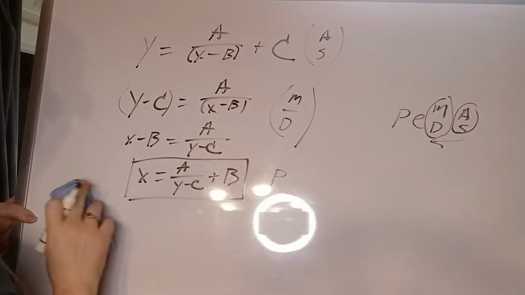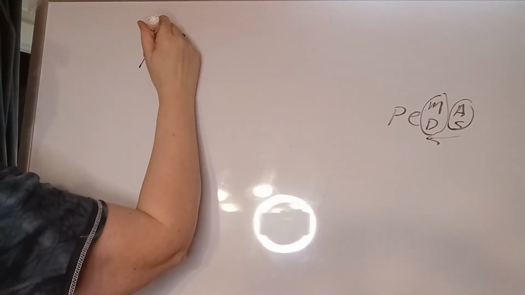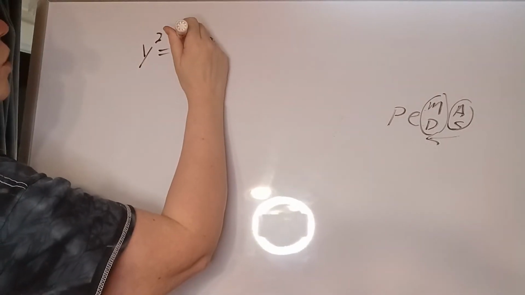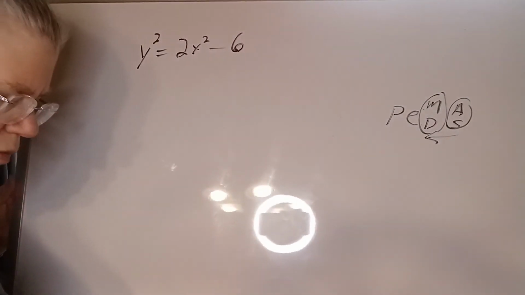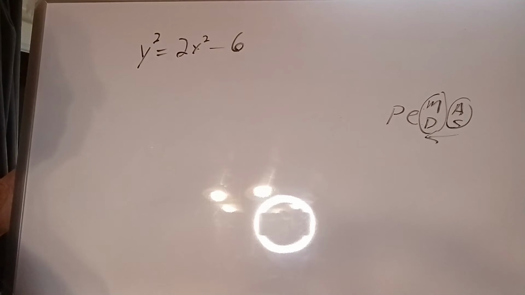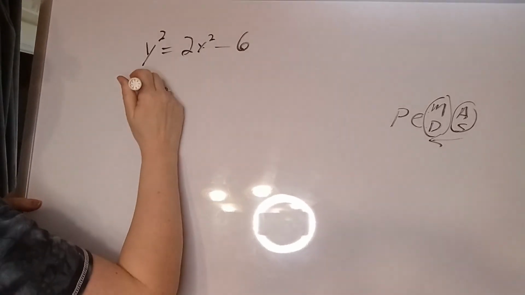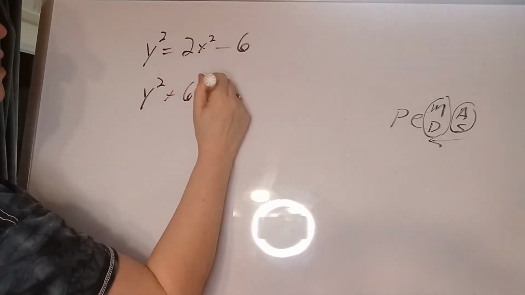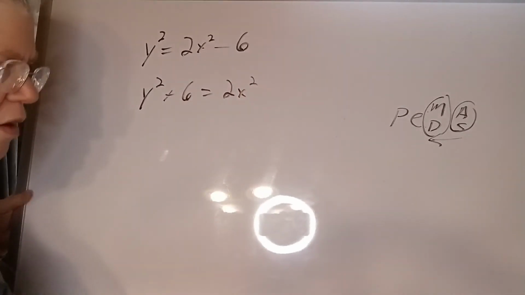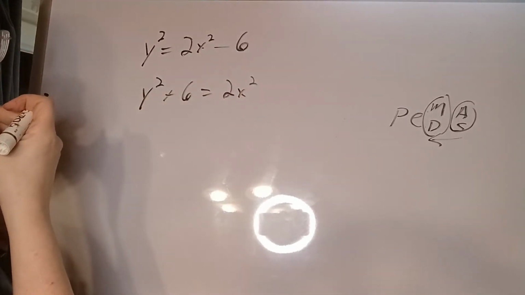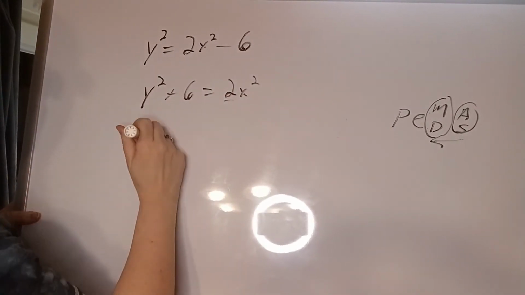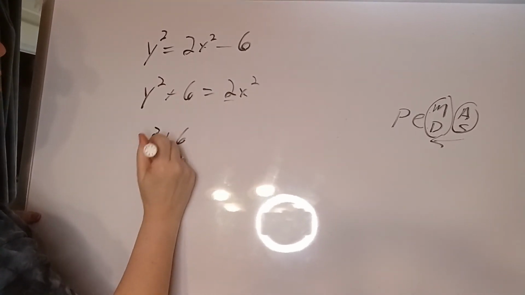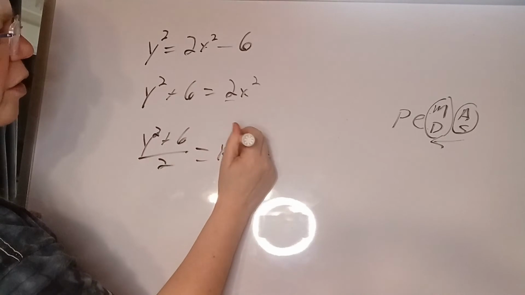How about one more? y squared equals 2x squared minus 6. First, we've got the adding and subtracting. That's our 6. y squared plus 6 equals 2x squared. Now we divide. We're dividing by 2 to get rid of that. (y squared plus 6) over 2 equals x squared.